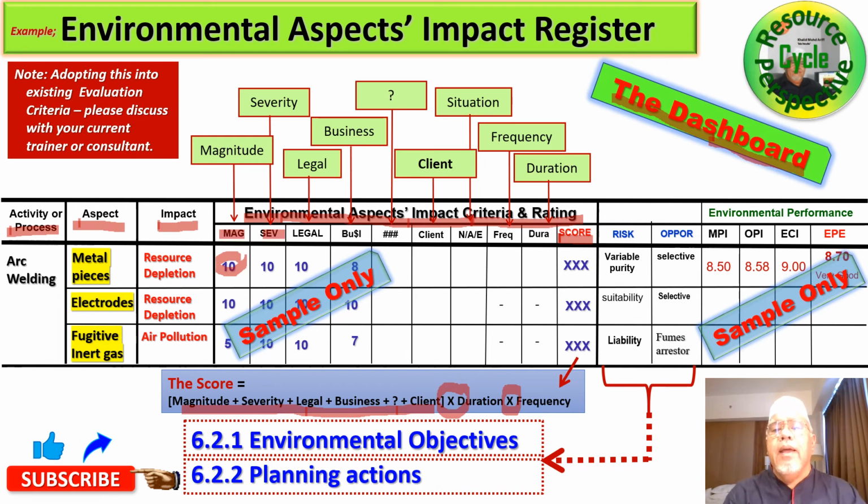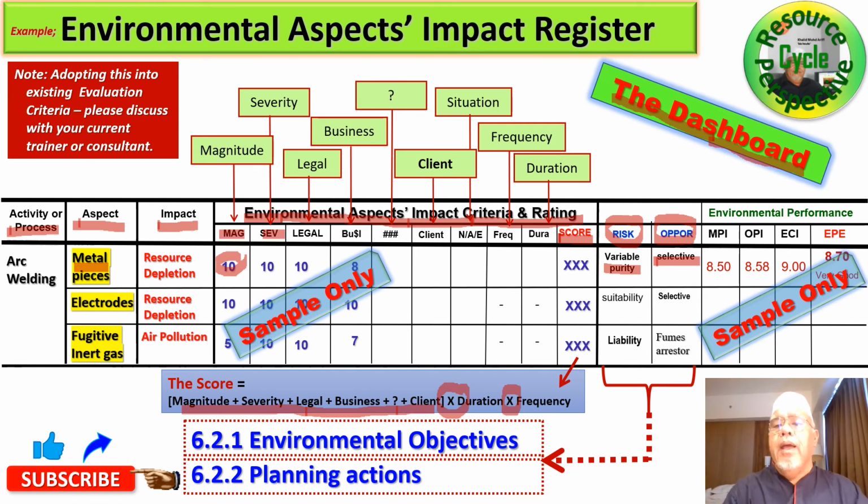Okay, and then we have over here the risk and opportunity. So for this particular aspect, metal pieces, we have the risk that, in this factory, it seems the purity varies. So those are risks when we do arc welding. For them, I learned from them. I'm not the expert. I got it from them. And the opportunity that they have is to have more selective criteria for the selection of metal that they want to use for welding to produce their desired products.